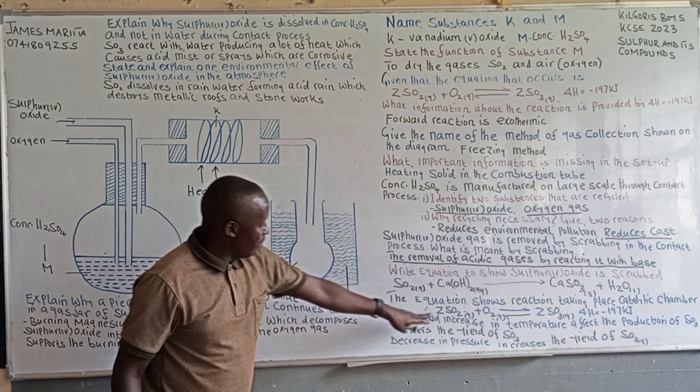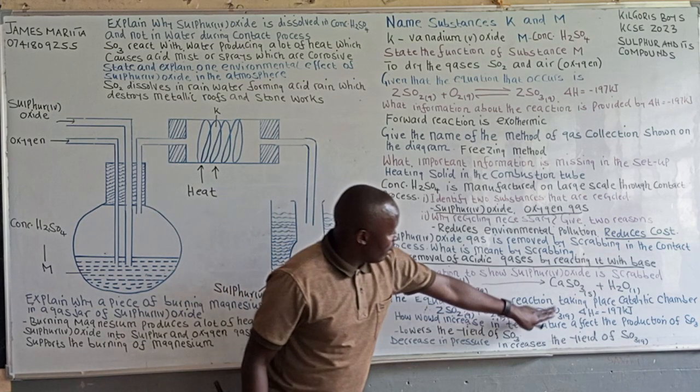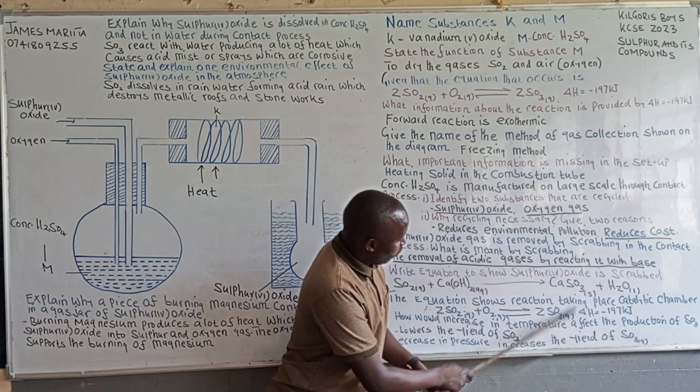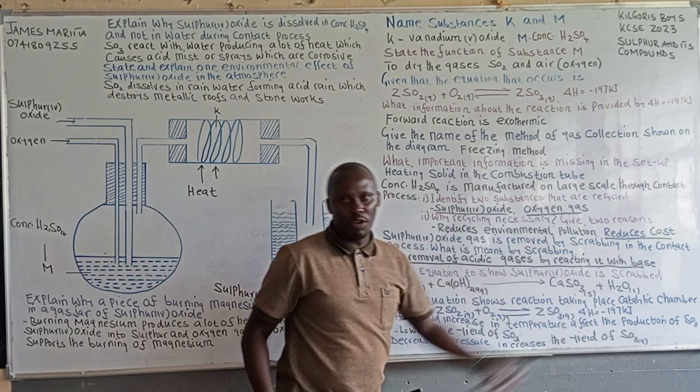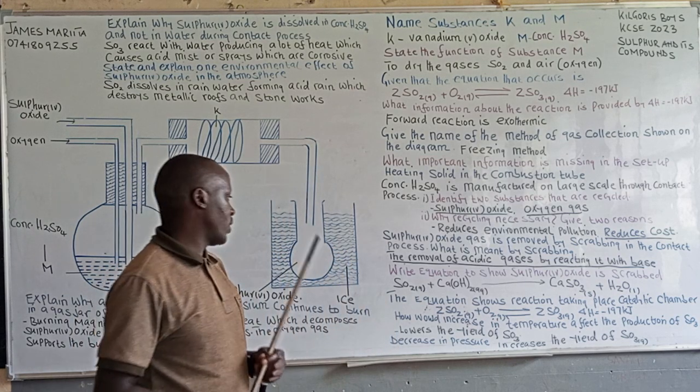The equation shows a reaction taking place in the catalytic chamber. So in the catalytic chamber, we have sulfur oxide gas combining with oxygen, and then we have sulfur 6 oxide. We have the delta H, which is equal to negative 197 kilojoules.